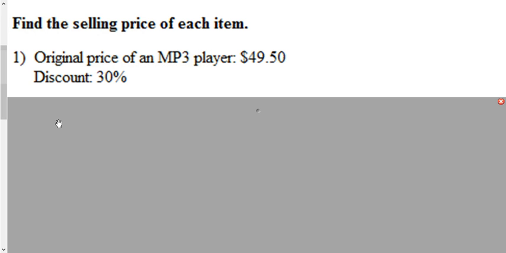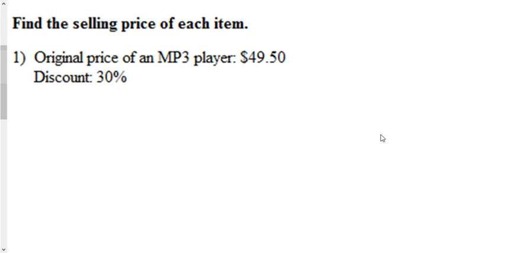So let's go through and find some selling prices on items that are going to be discounted. Let's just say that we go to an MP3 player, not an expensive one, about $50 originally, and the store's saying, hey, today it's 30% off. The steps you would take to determine the amount of discount would be to ask yourself, well, what's 30% of the sales price?